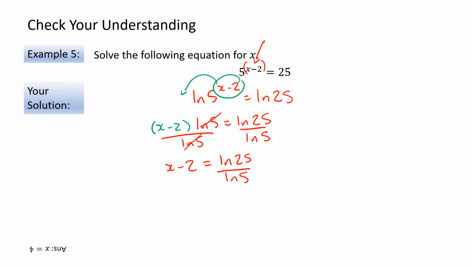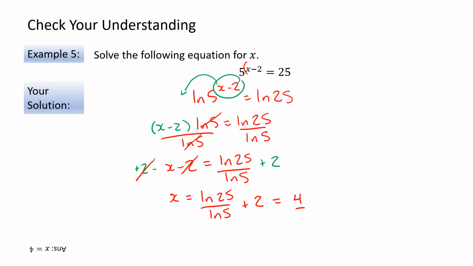So now to solve, we need to remove the negative 2 from the left-hand side. So we're going to add 2 to both sides. Again, what you do to one side, you have to do to the other. So these 2's cancel, and we're left with x is equal to the ln of 25 divided by the ln of 5 plus 2. In this case, that would actually give you an answer of 4.